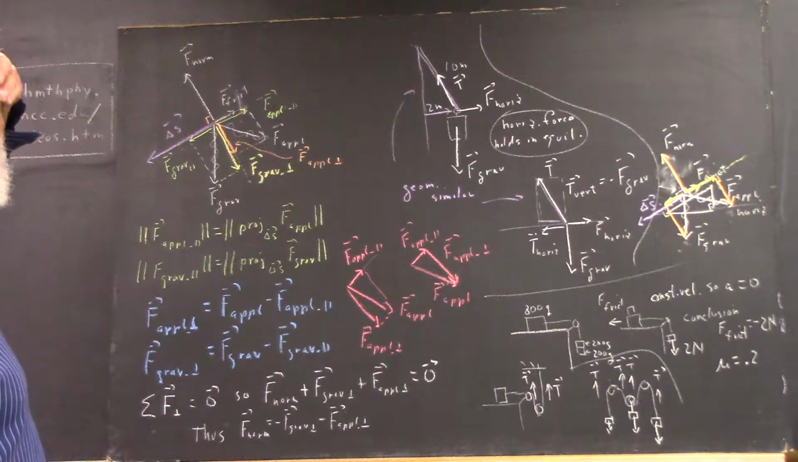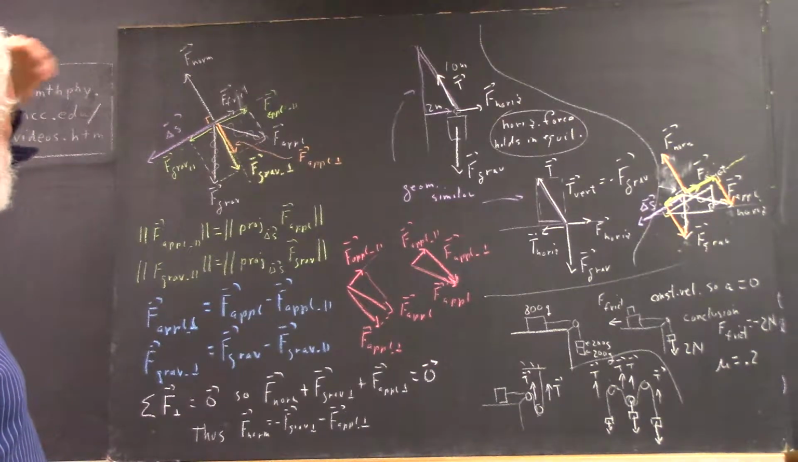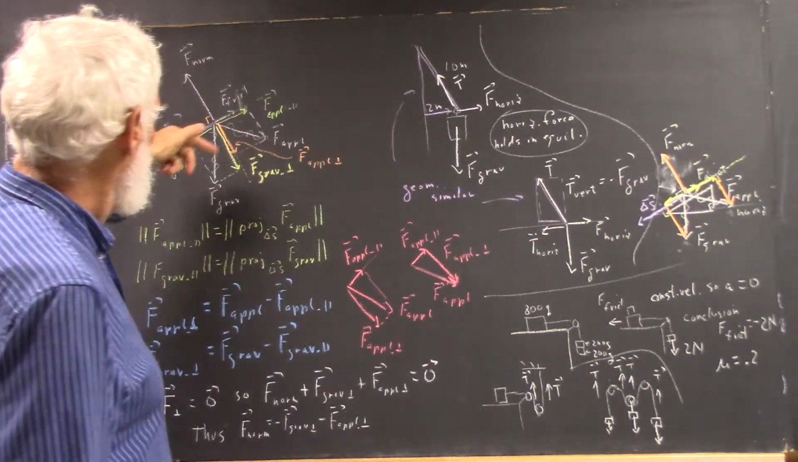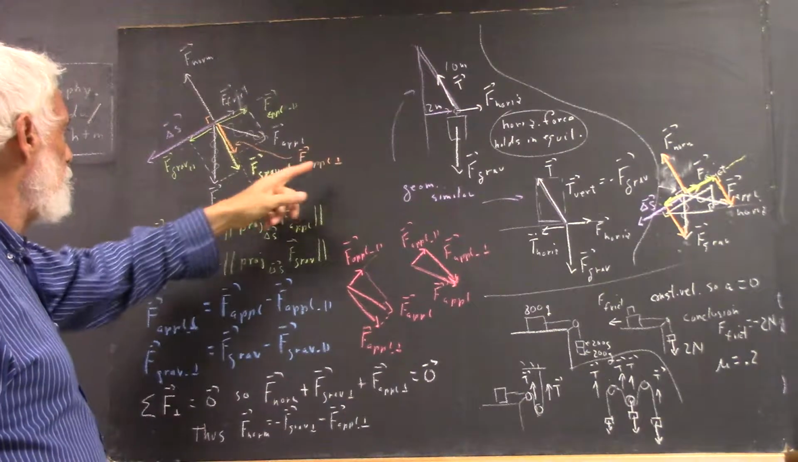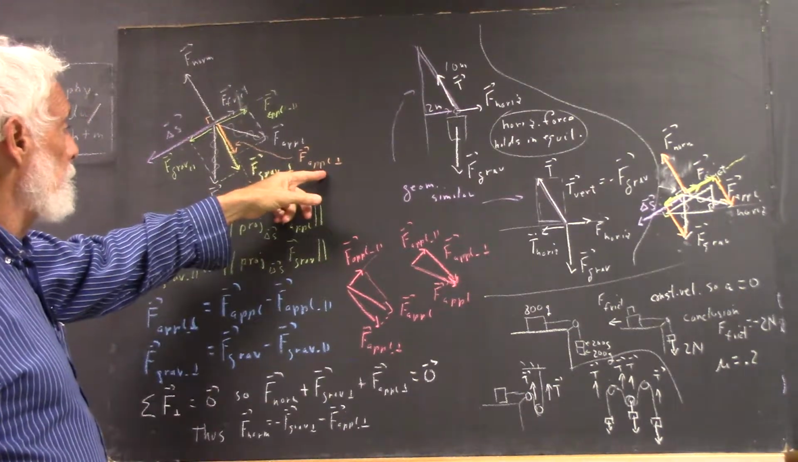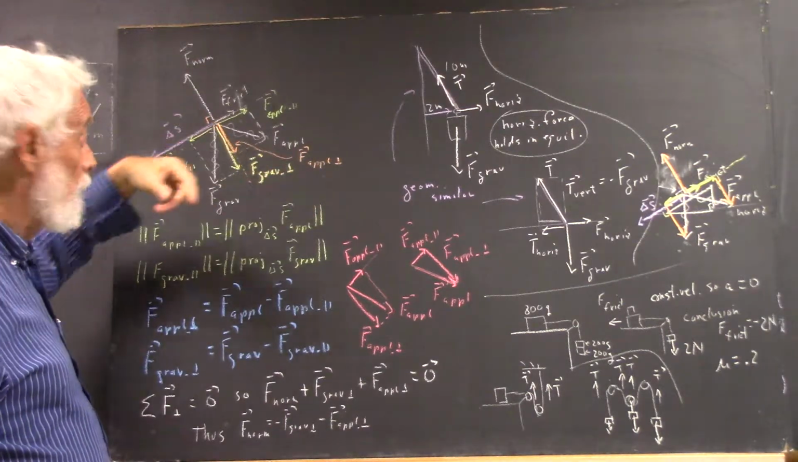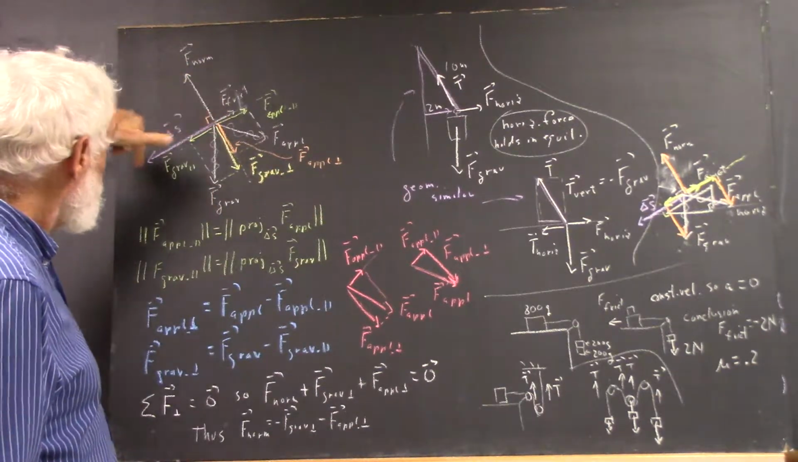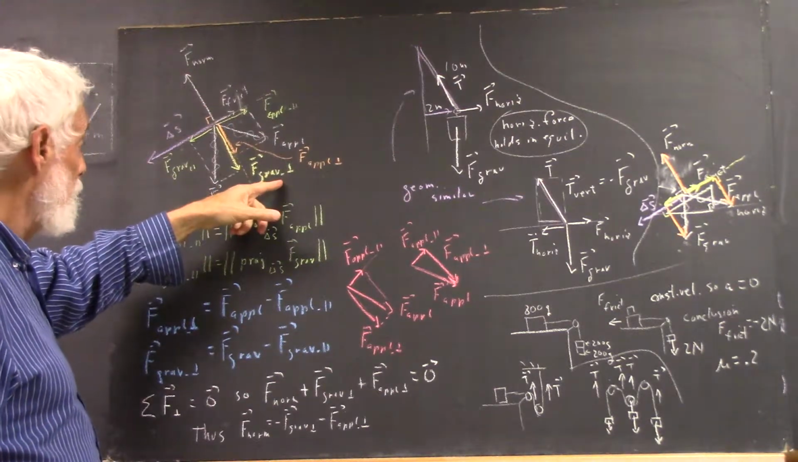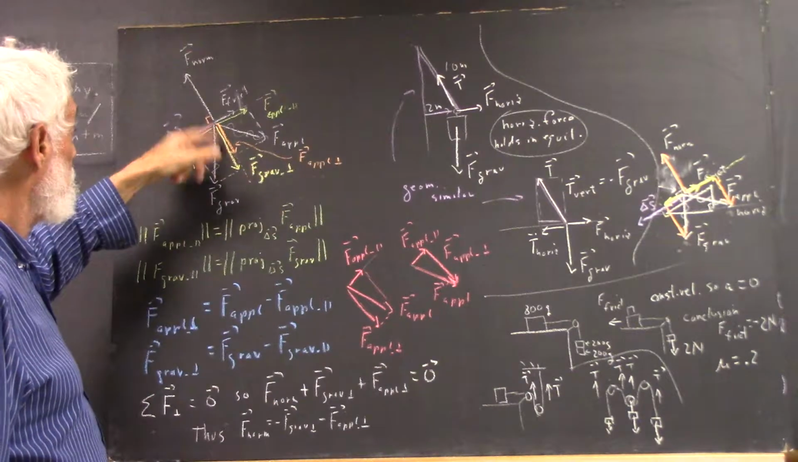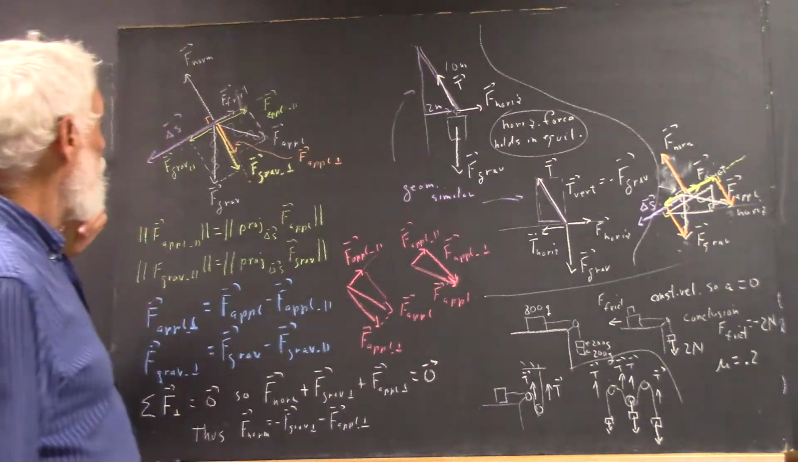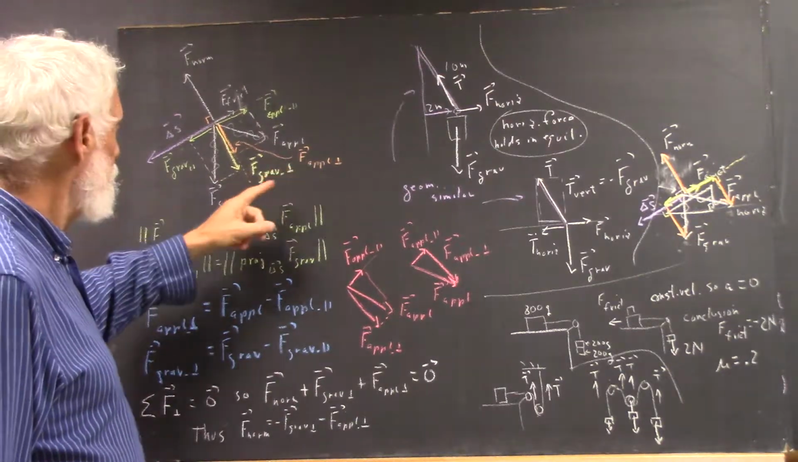Now if we know all these vectors, how can we get the perpendicular components of F applied and F grav? Here I used orange for the perpendicular component of F applied, the component of F applied perpendicular to delta S. It's going to be here. And yellow for the component of F grav perpendicular to delta S. How do we get this vector?